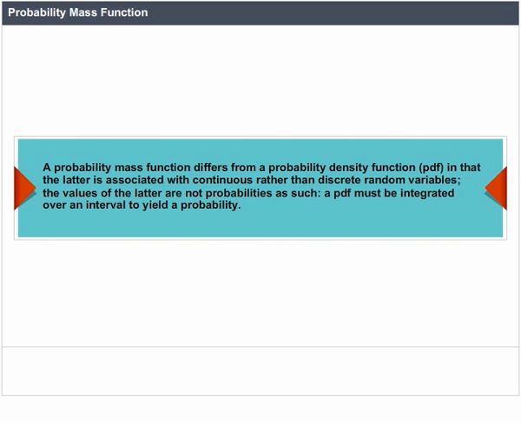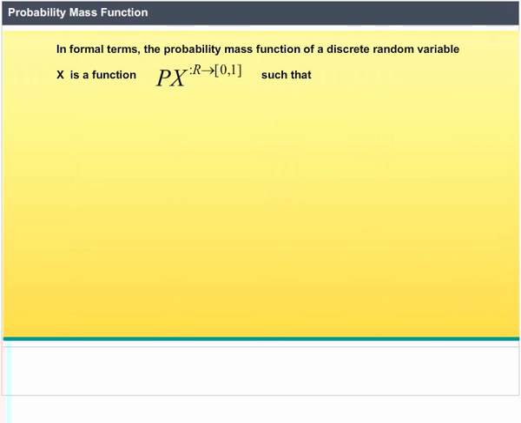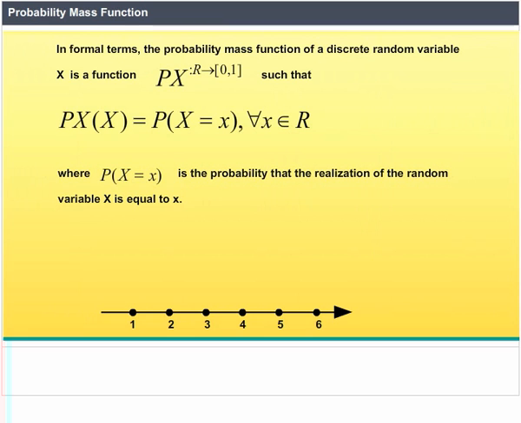In formal terms, the probability mass function of a discrete random variable X is a function p of x from R to the closed interval 0, 1 such that p of x equal to probability of X equal to x for every x belonging to R, where probability of X equal to x is the probability that the realization of the random variable X is equal to x.